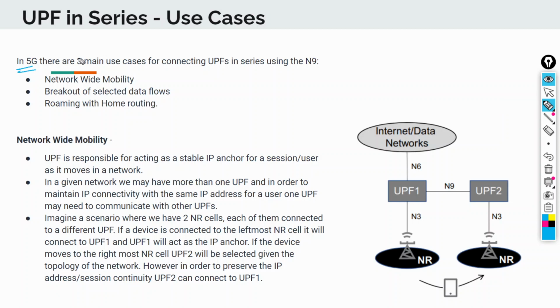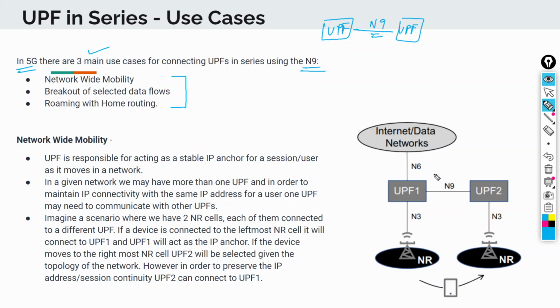So in 5G, there are actually three main use cases for connecting UPFs in series using the N9 interface. This is the interface between UPFs. So if you have more than one UPF, you can have what is called the N9 interface between these two UPFs. There are three use cases broken out here. We will go through each of them in this section, starting off with network-wide mobility.